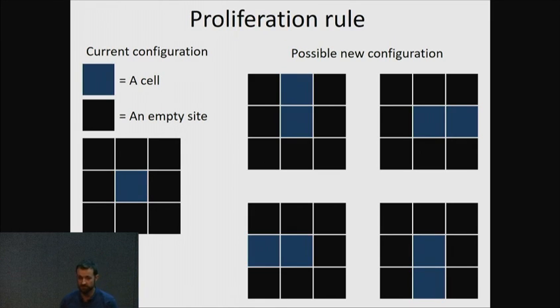The proliferation rule is really similar. Again, blue now is a cell, and black is empty sites. If a cell gets selected to proliferate, which again happens with a certain rate, it's one of the parameters that we specify in the model, then you can place a daughter cell in a neighbouring site. And if that site is occupied again, you abort that proliferation event, so you just don't do it, and you move on to the next event in series. So you simulate this as a continuous time Markov chain. So that's proliferation and movement.